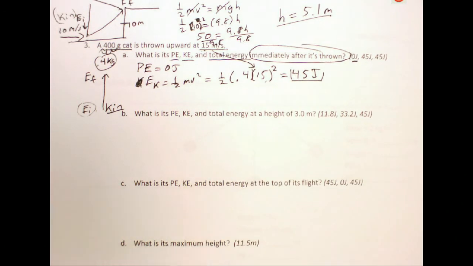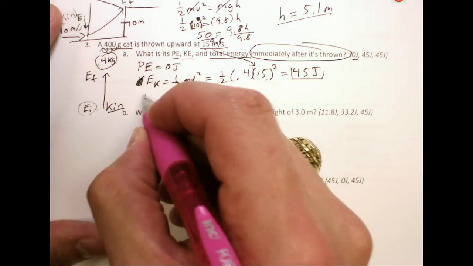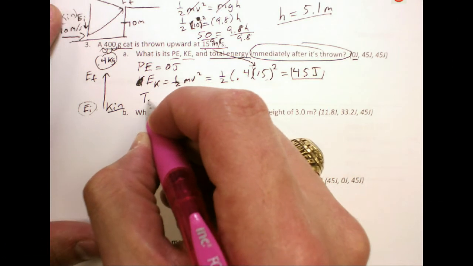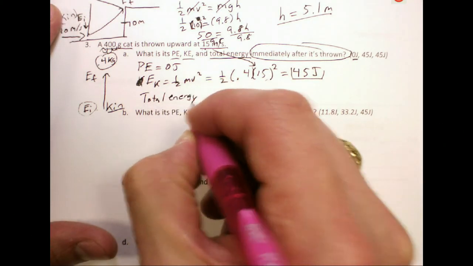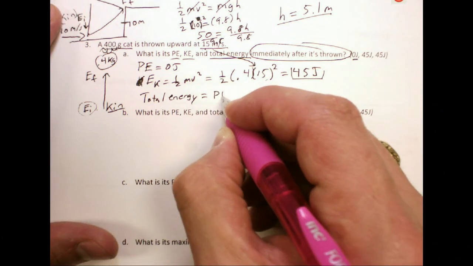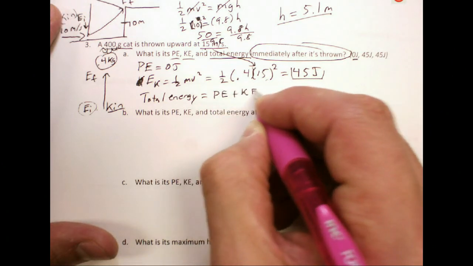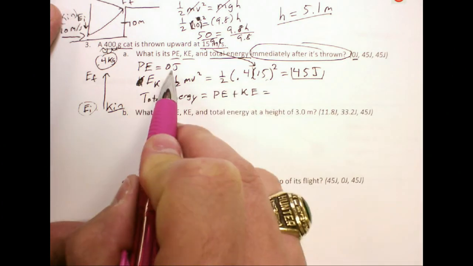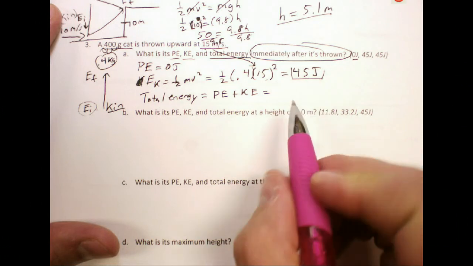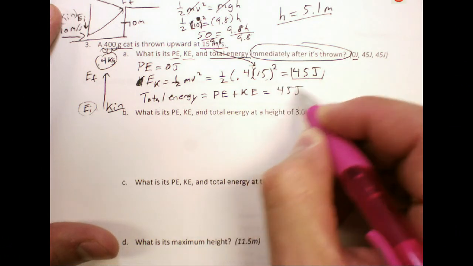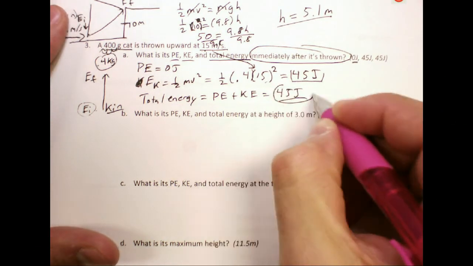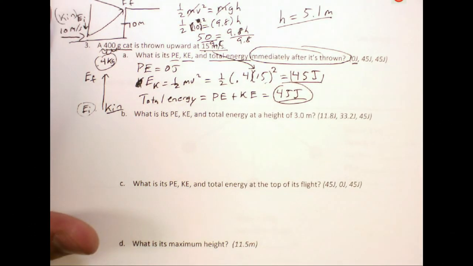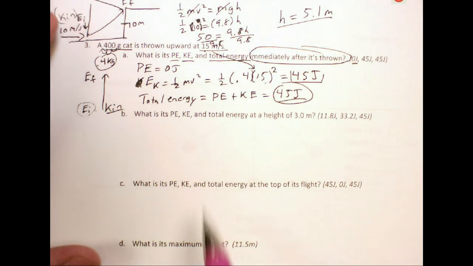That's our total energy, in fact, at this point, because total energy has to be the potential energy plus the kinetic energy. Potential energy was 0, kinetic energy was 45, and 0 plus 45 equals 45. That's the conservation of energy for you. So from this point on, potential and kinetic energy have to add up to 45 joules. All right, so let's go on.